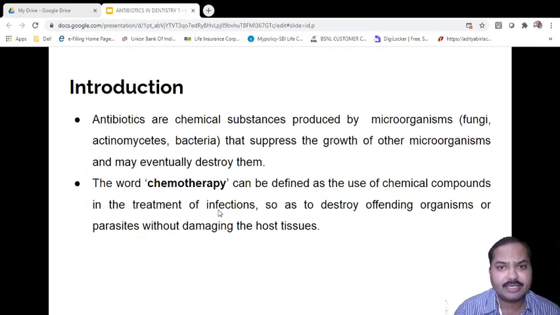To introduce the topic, we would say that antibiotics are chemical substances which are produced by microorganisms, mainly the fungi, actinomycetes, bacteria, that suppress the growth of other microorganisms and may eventually destroy them. The purpose of this antibiotic therapy is to aid the host defenses in controlling and eliminating the microbes that have temporarily overwhelmed the protective host mechanism. That means temporarily the microorganisms have taken over the host mechanisms.